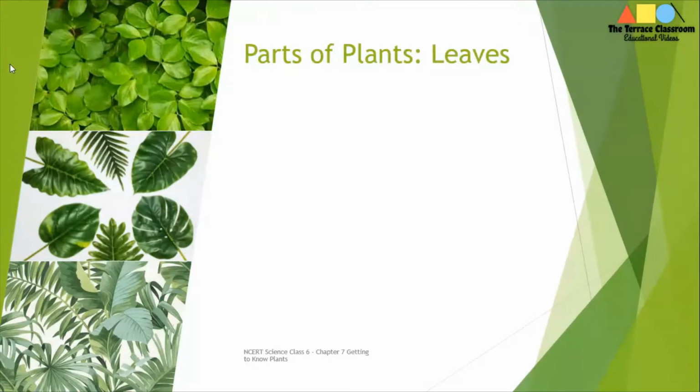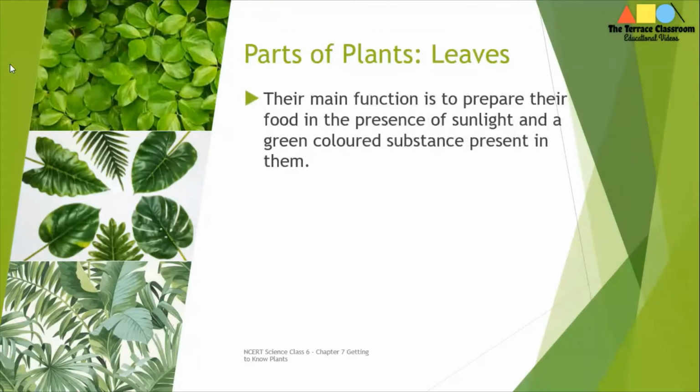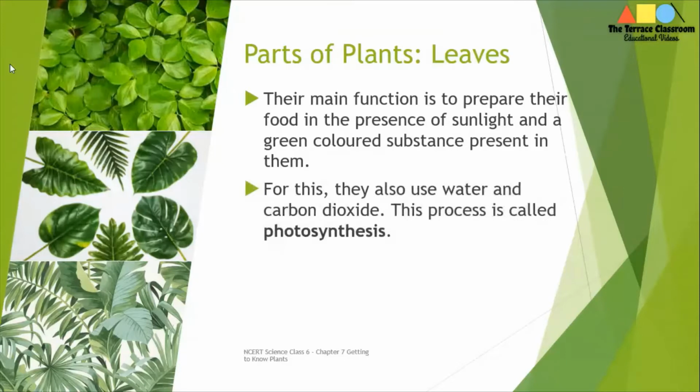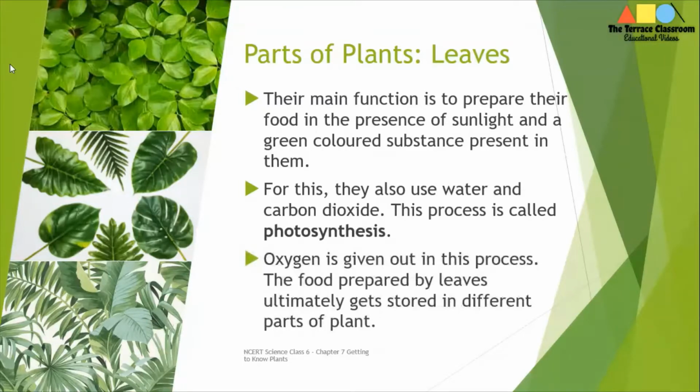Parts of plants: leaves. Their main function is to prepare their food in the presence of sunlight and a green-colored substance present in them. For this, they also use water and carbon dioxide. This process is called photosynthesis. Oxygen is given out in this process. The food prepared by leaves ultimately gets stored in different parts of a plant.